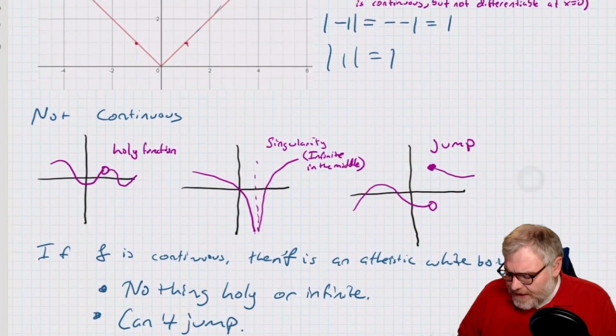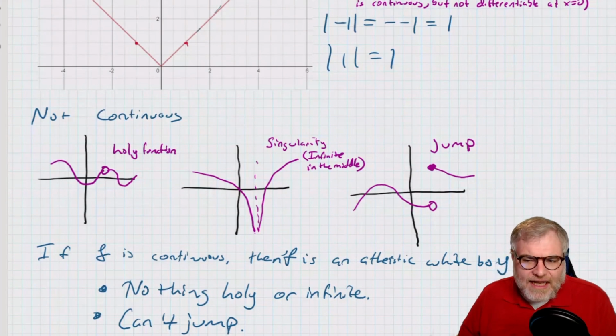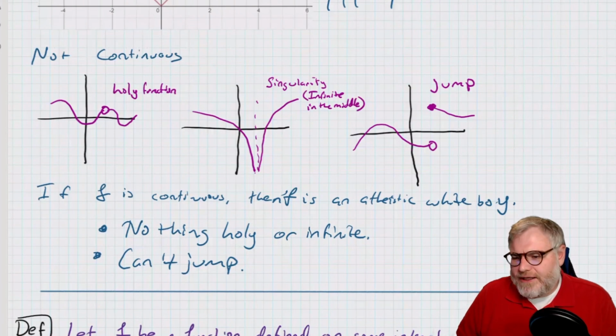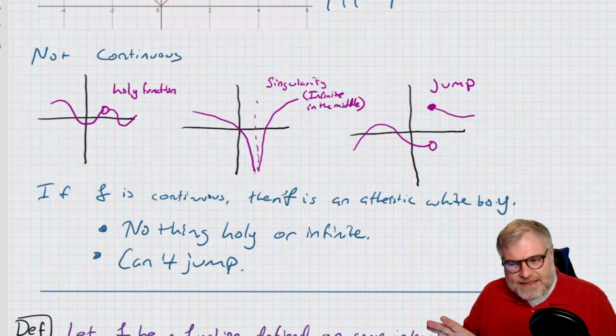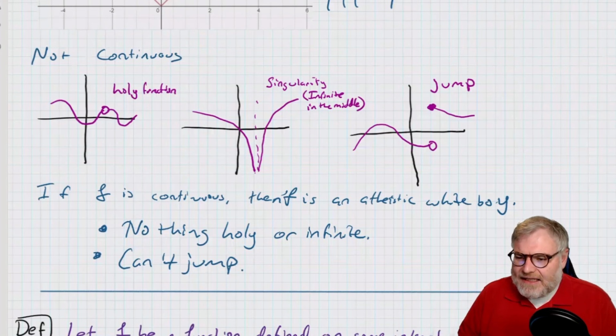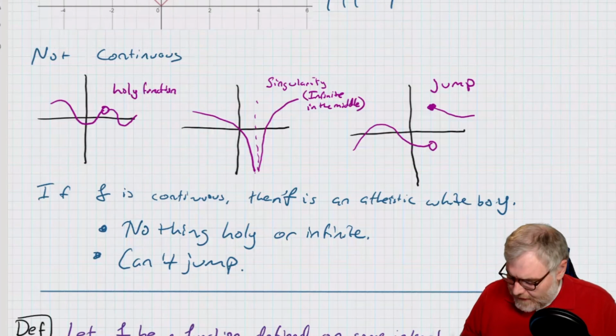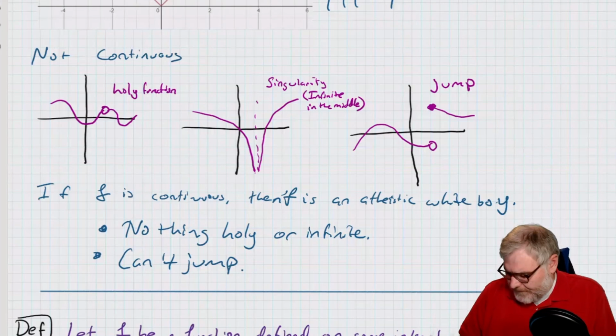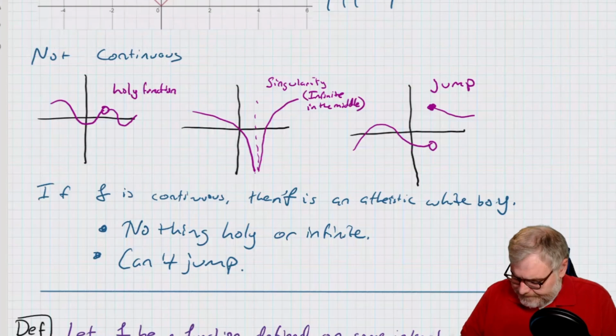So we can think of f, right? A continuous function is one that is an atheistic white boy, all right? It's atheistic. It doesn't like things that are holy. It doesn't like things that are infinite. And it's a white boy. It can't jump. So this is what f is. f is continuous if f is an atheistic white boy. Nothing holy, nothing infinite, can't jump. Okay? So that's a way to remember this.